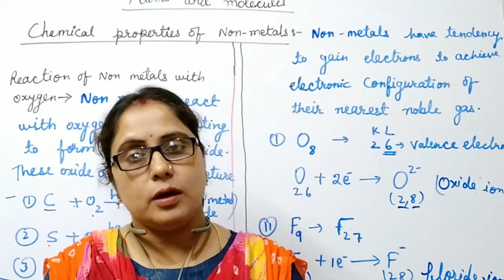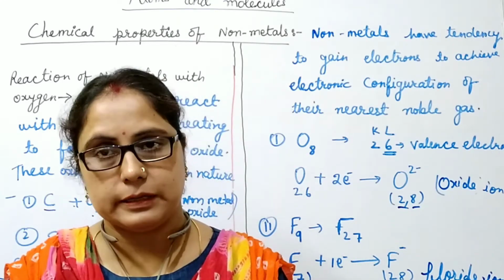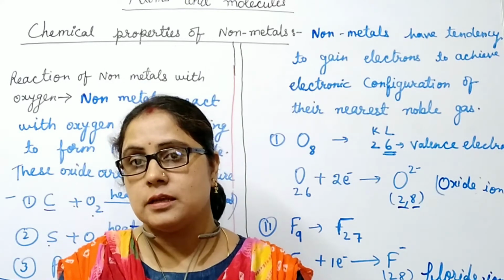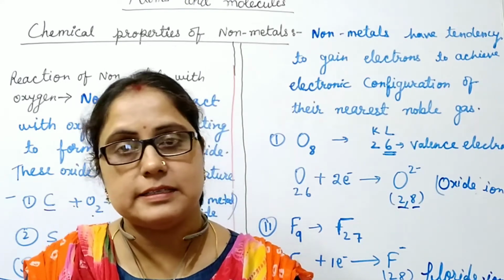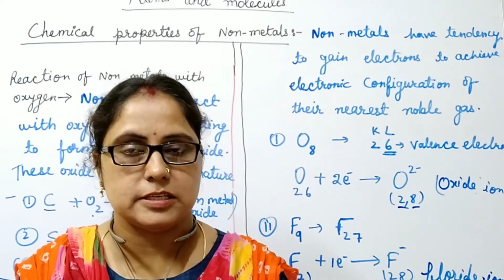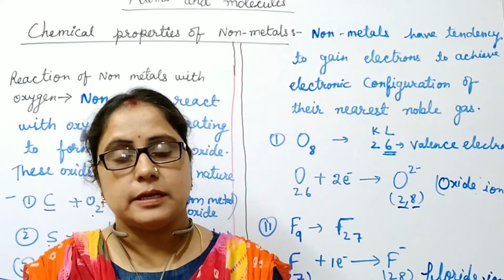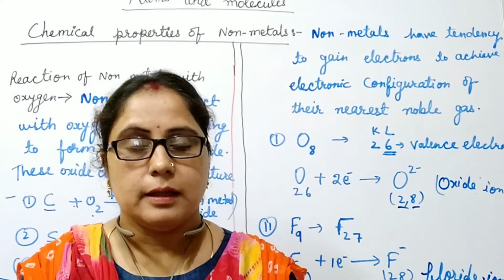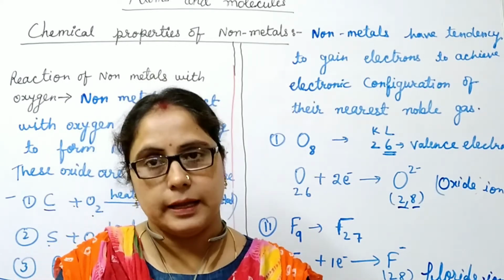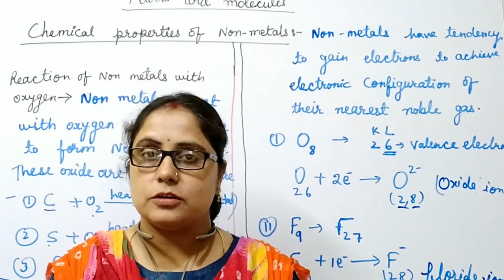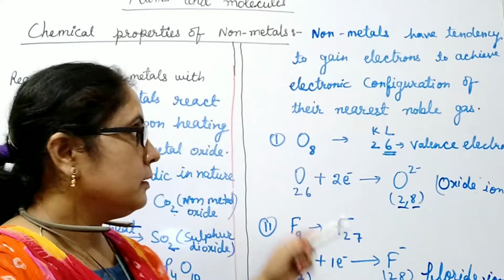Students, non-metals have a tendency to gain electrons because mostly non-metals contain 4, 5, 6 and 7 electrons in their valence shell. So when they gain electrons, they become negatively charged ions and hence they are called anions. Thus, non-metals are also called electronegative elements.